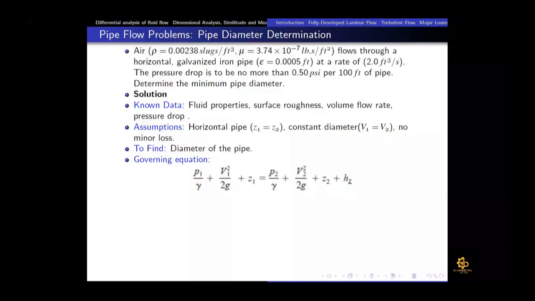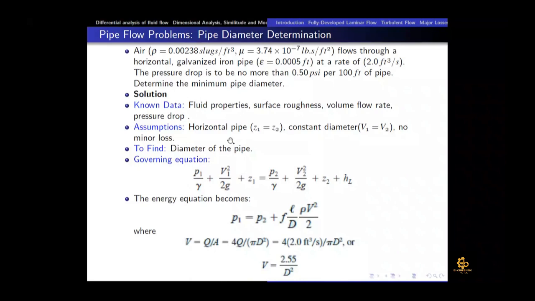Now if we put the values, P1 minus P2 is given to us as 0.50 psi, and then Z1 is equal to Z2, so they would be cancelled out. V1 is equal to V2, so that would be equal to V, and so the second term on the left hand side and the right hand side would be equal to 0. It means that they would be cancelled out because they are equal, and then we are left with P1 is equal to P2 plus fL upon D rho V square upon 2. Now if we see this equation, P1 is equal to P2 plus fL upon D rho V square upon 2, we have how many unknowns? One is the friction factor and one is the diameter of the pipe, right?